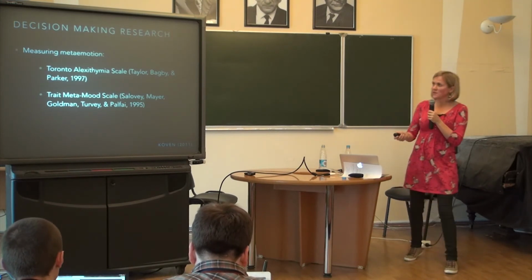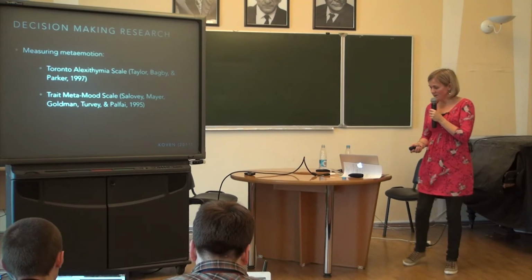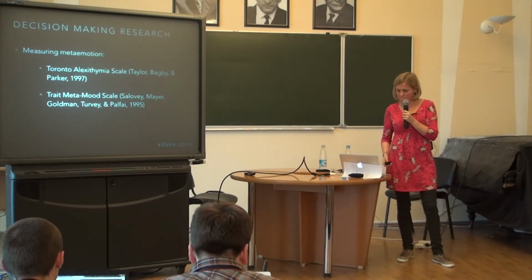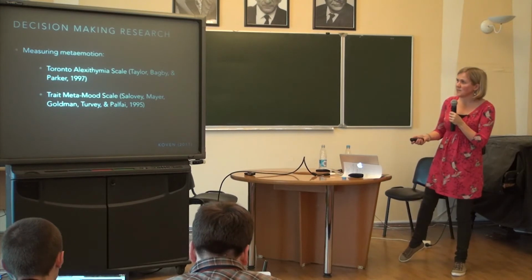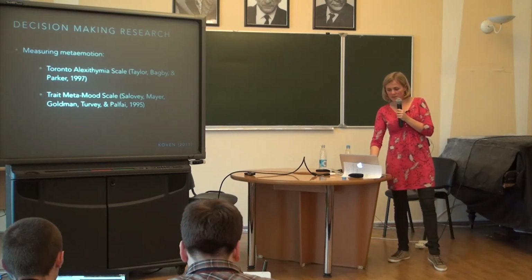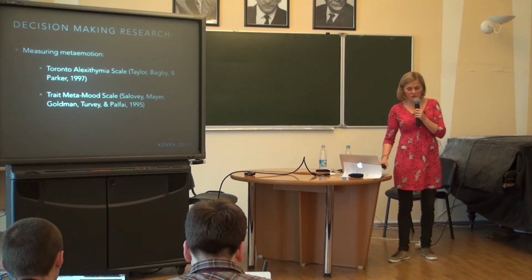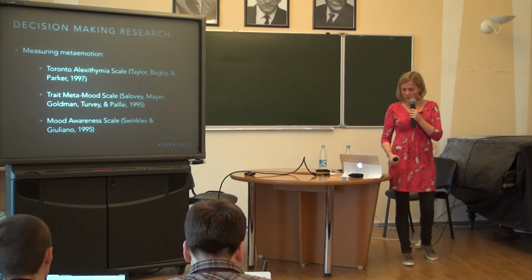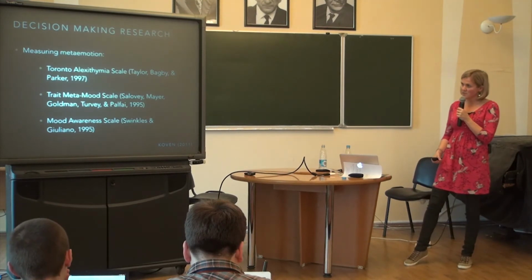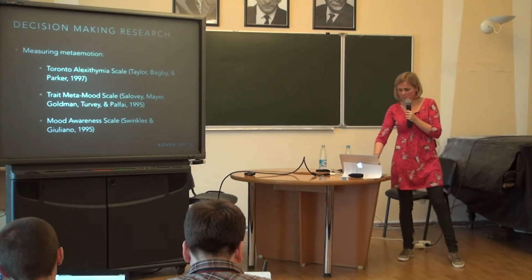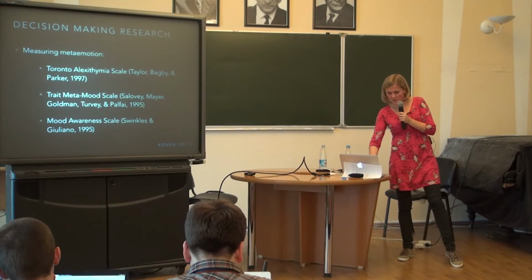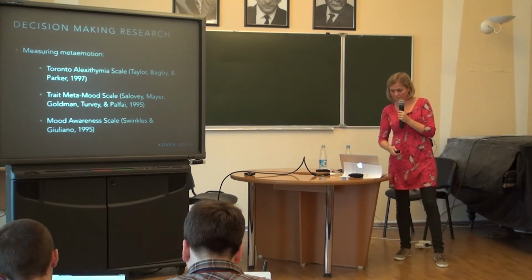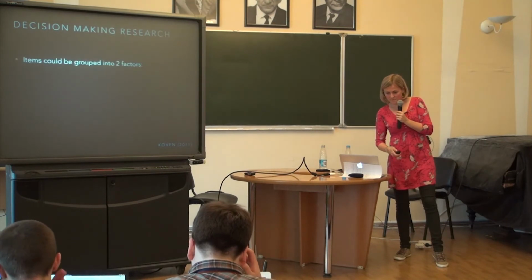An example of an item on this scale here is "I'm often confused about what emotion I am feeling." An item on the trait meta-mood scale, for example, is "I am able to describe my current mood." They also included a mood awareness scale, where an example item is "I don't pay much attention to my moods." So we see that they use mood scales, but they talk about meta-emotion. I'm not quite sure why.